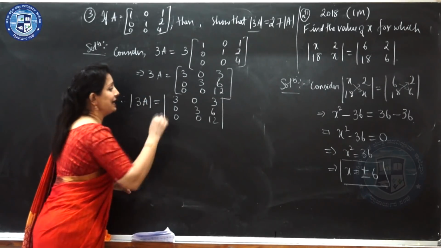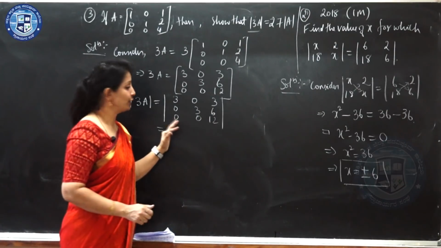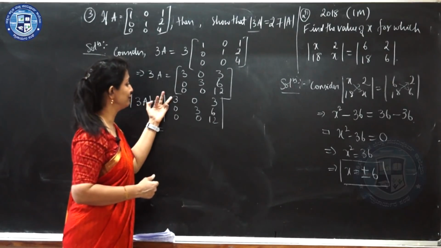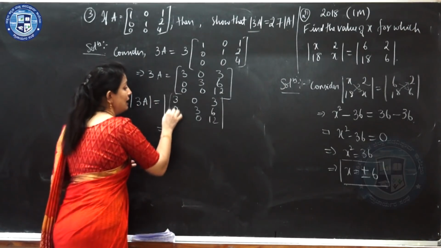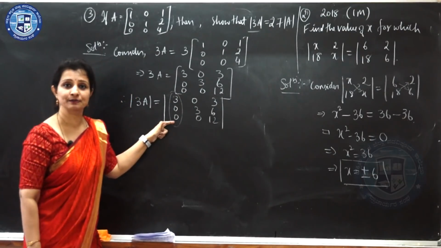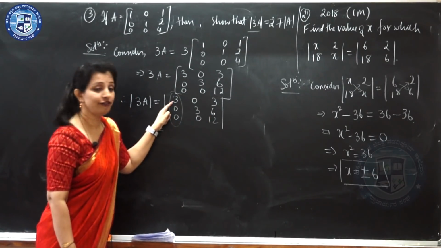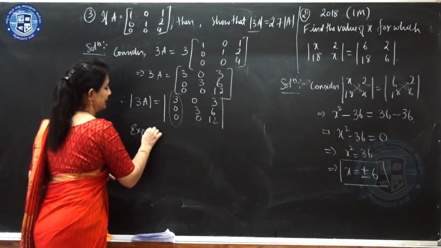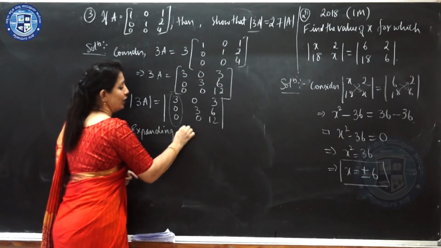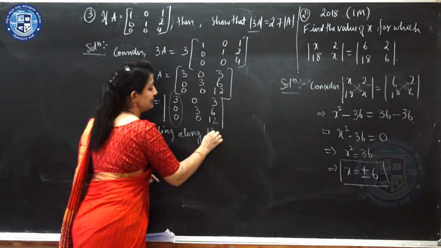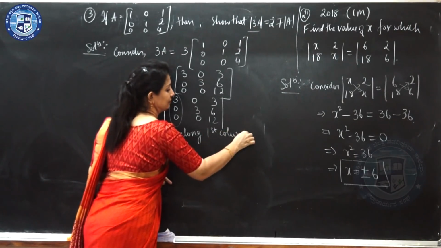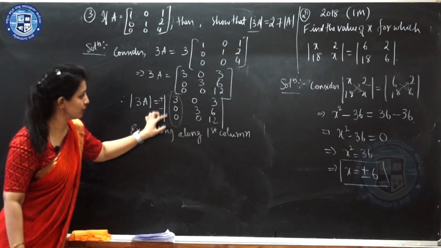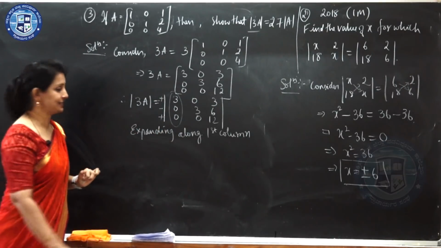Okay, so we can expand it along a row or column which has the maximum number of zeros. Which row or column has the maximum number of zeros? Look at this. Column 1 has 2 zeros. So we will expand it along the first column. So right there, expanding along the first column. So right here plus minus plus, because diagonally positive, the other elements are negative.